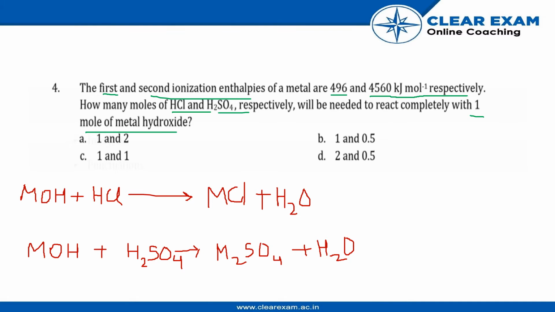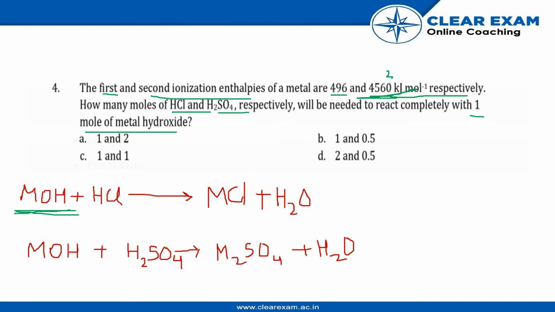Okay. So firstly, we know that the ionization enthalpies indicate that the metal belongs to the first group. Since the second ionization enthalpy is very high, we know that the metal belongs to the first group. And since the first group has only one valence electron, the metal hydroxide will be of the type MOH.